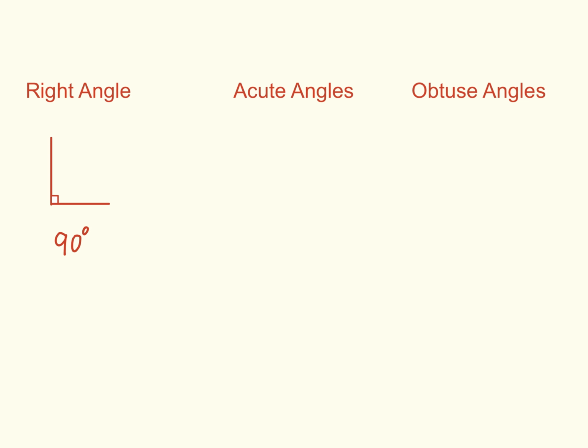Now, an acute angle is going to be less than 90, so I'm going to say that my angle X is going to be less than 90 degrees. Therefore, my angle can be somewhere between 0 to 89.9.